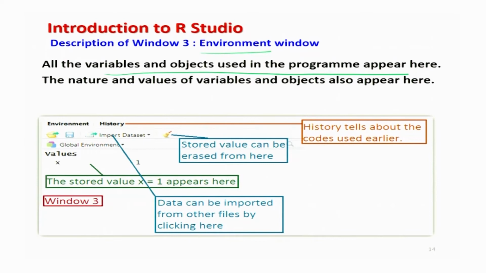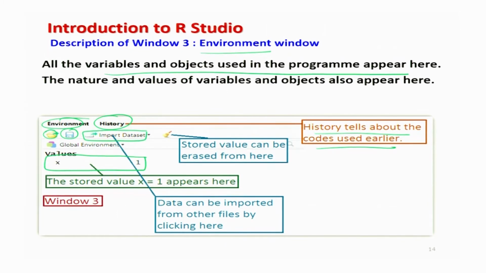So now if you try to understand here, suppose I have defined a variable x equal to 1. So you can see here x equal to 1 is appearing here. And similarly here there are two options, environment and history. So history will give you the codes, the programs, the values, the variables that you have used earlier. And then you have the next option, file, and then save. And after this there is an option, import data set.